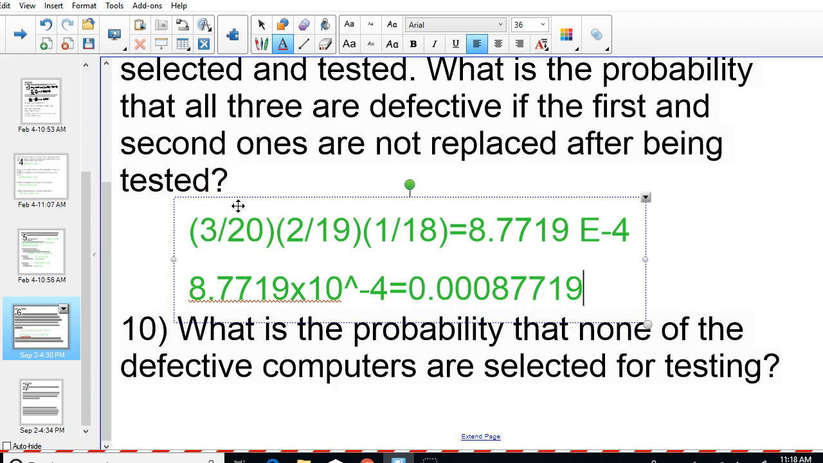Okay, and so the next question is also an important one. We know we have a nearly impossible chance that we actually pick all 3 that are defective. The other thing is we want to know what's the probability that we don't find any of the defective computers and they all get through.